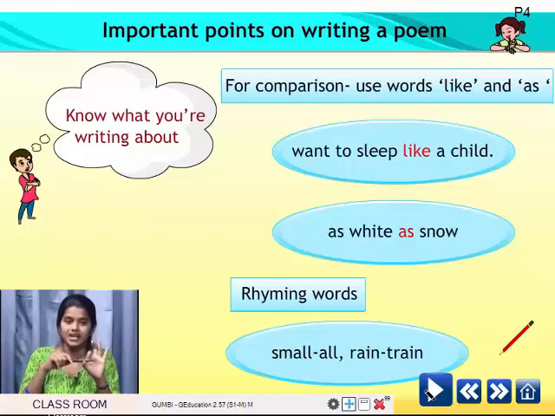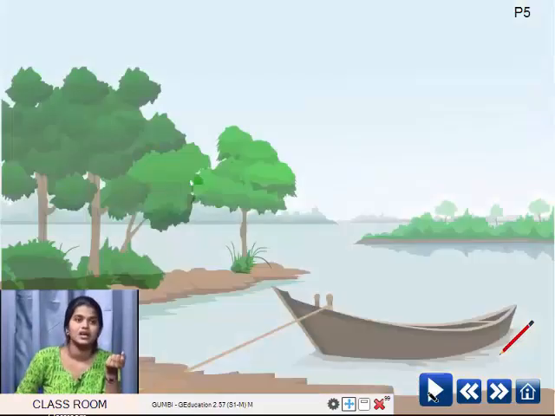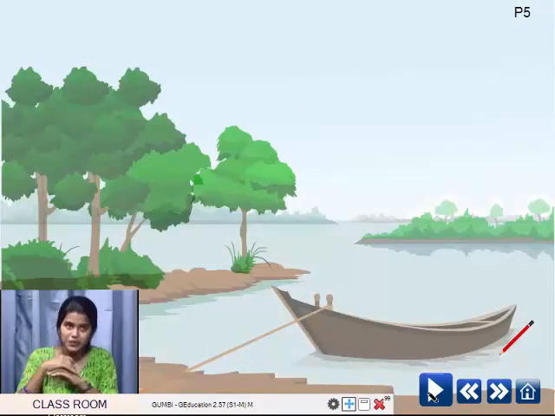So, which are the examples? Small, all, rain, train, or rain, train, run, bun, chain, pain. Okay, so these are all the examples. So now you know how to write a poem. What are the steps to be followed while writing a poem?